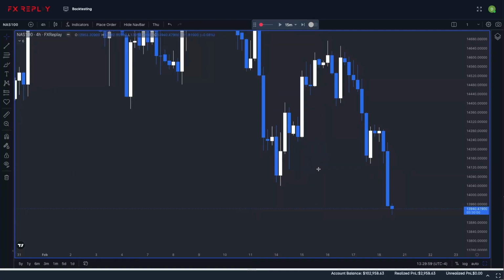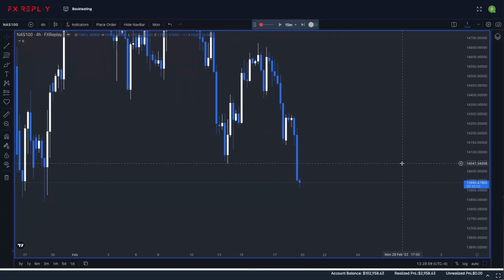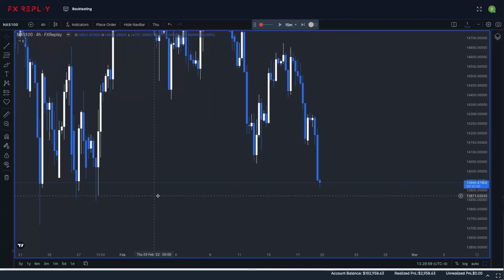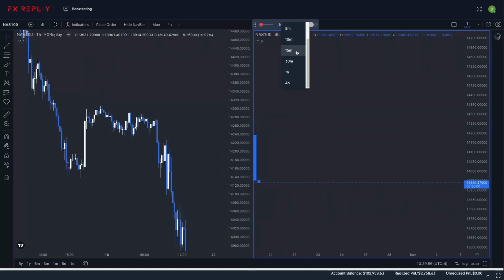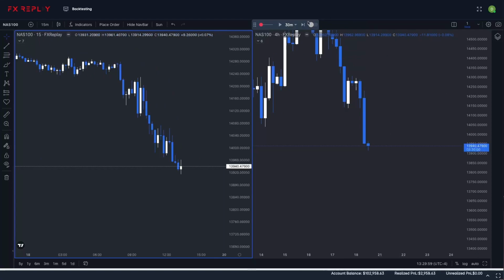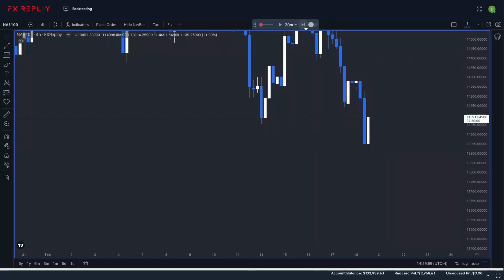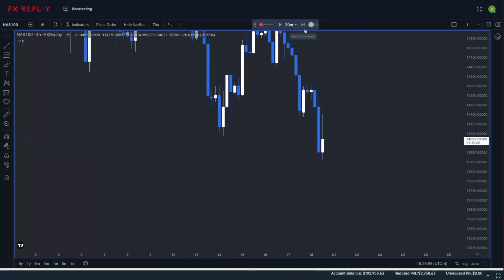So here we go, now on the 4-hour, we've now made a lower low. So we could have taken a partial and then kept a runner, maybe aiming towards these lows. Let's go switch back to the 30-minute. Okay, now we've hit the lows and now we've popped back up.